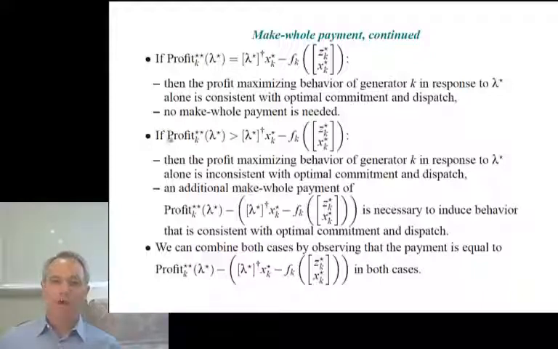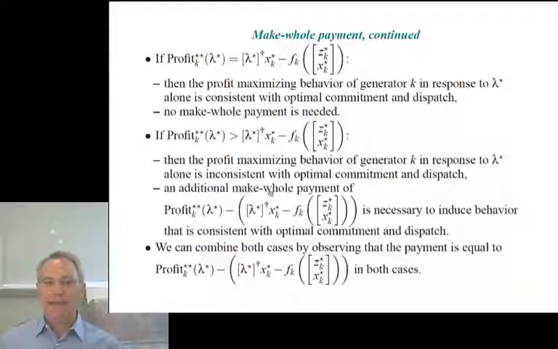On the other hand, if optimal profit is more than what the generator would have got if it followed the commitment and dispatch from the ISO, then the profit maximizing behavior of generator K in response to lambda star is inconsistent with optimal commitment and dispatch. Lambda star alone will not induce the generator to do what the ISO wants it to do. We need to rejig things so that the generator will be happy to behave according to zk star xk star.